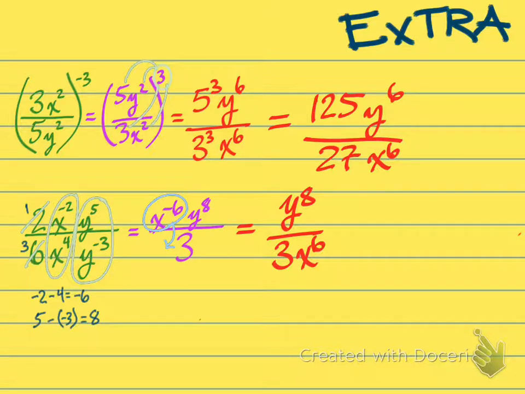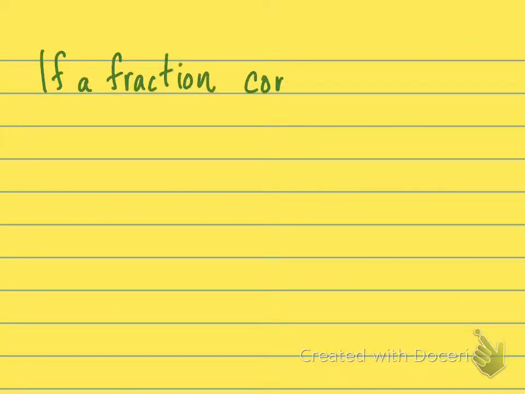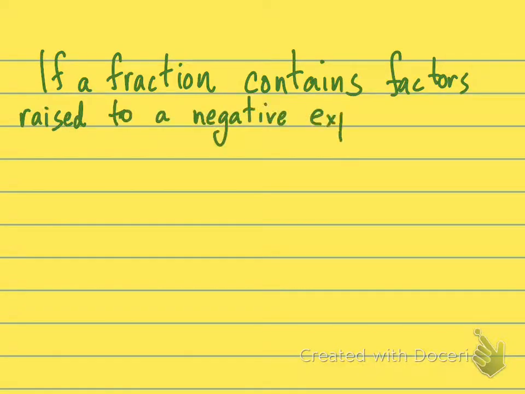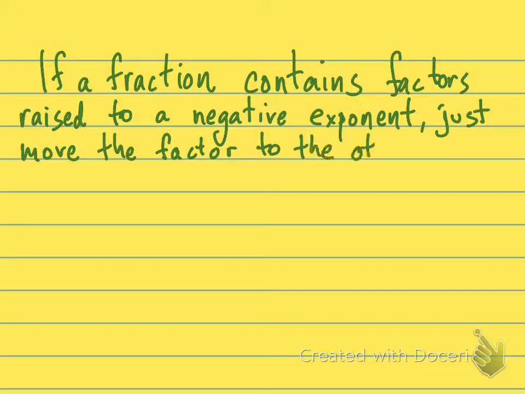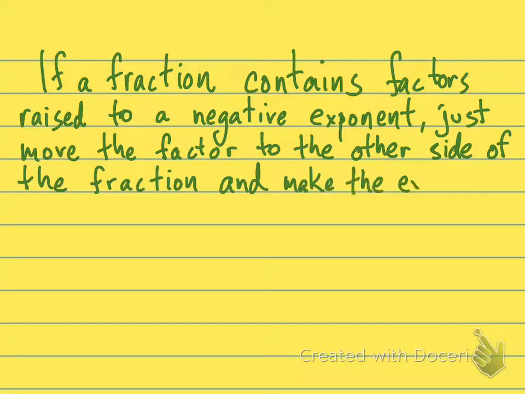Actually, before we do another example, I want to focus on that little trick right there. If you ever run across a fraction that contains factors in that fraction that are raised to a negative exponent, just move the factor to the other side of the fraction and then change the exponent from negative to positive. Okay? That thing that we did right there with the x in that last example, that's something you can do anytime you need to, all right?